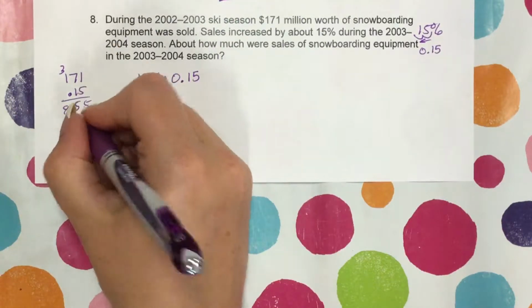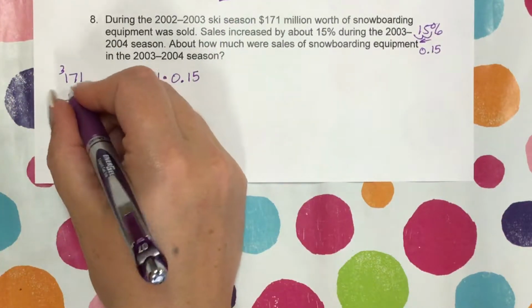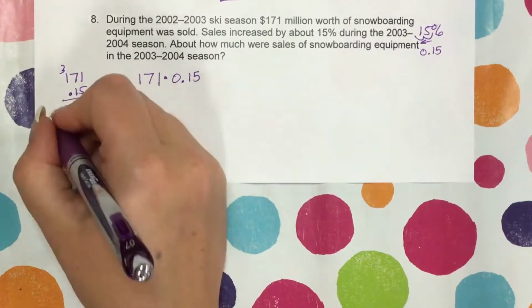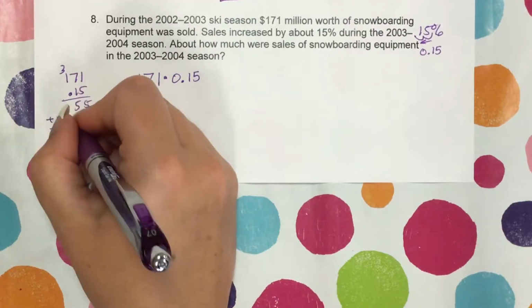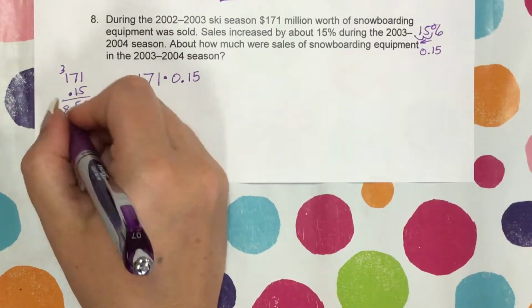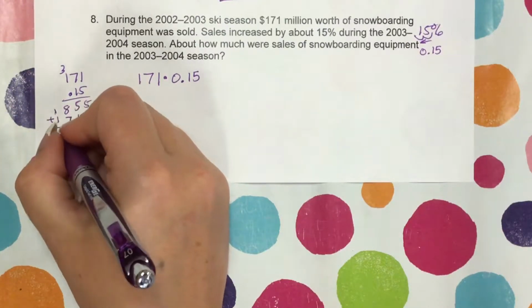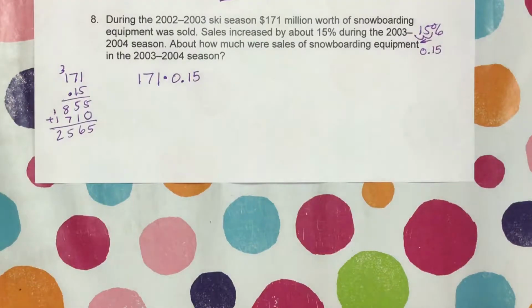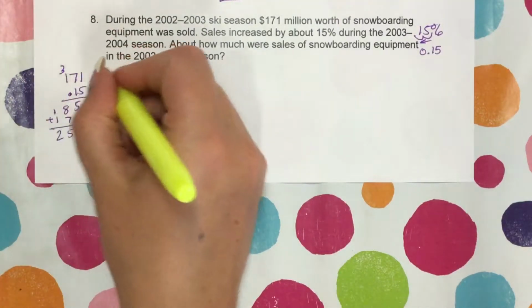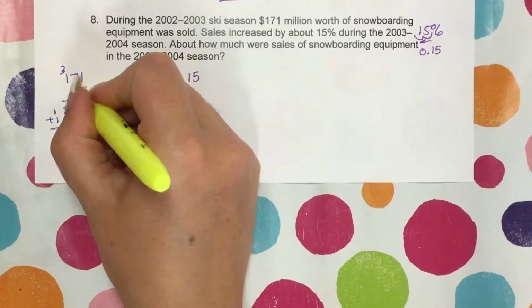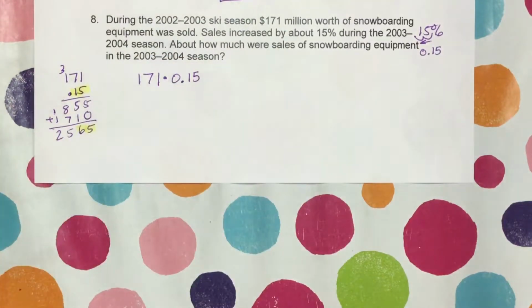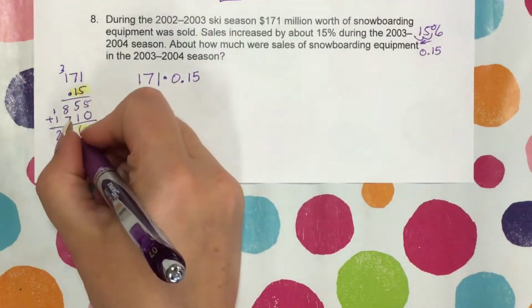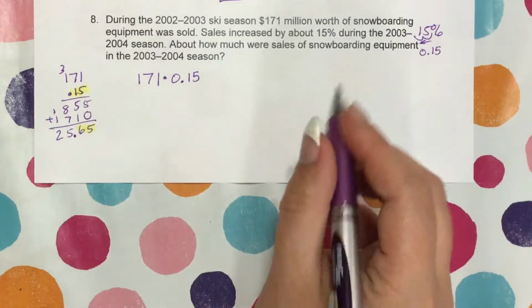1 times 1 is 1, 1 times 7 is 7, 1 times 1 is 1, and then I add. 5 plus 0 is 5, 5 plus 1 is 6, 8 plus 7 is 15, write the 5, carry the 1, 1 plus 1 is 2. I'm multiplying decimals, so I need to count up the number of decimal places in the problem. There's 1, 2, that means my answer needs to have 2, which means I put the decimal right here between the 5 and the 6.